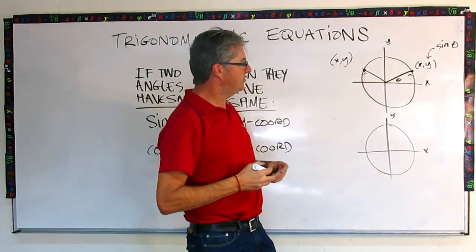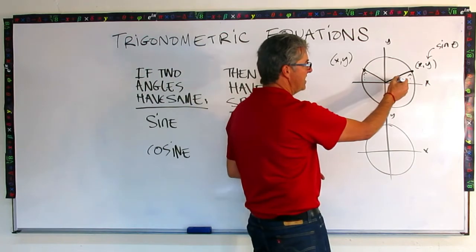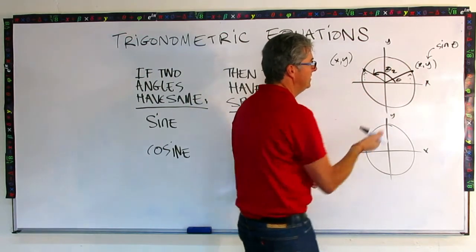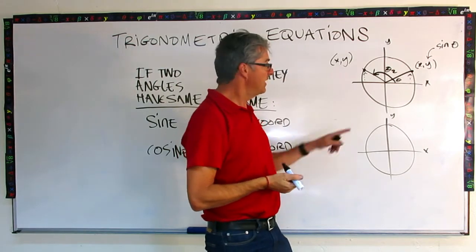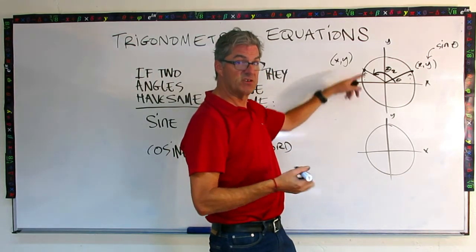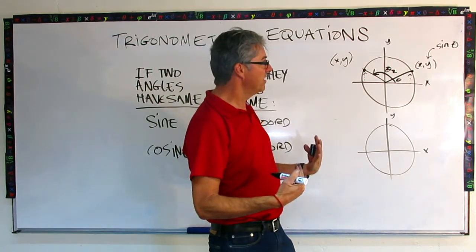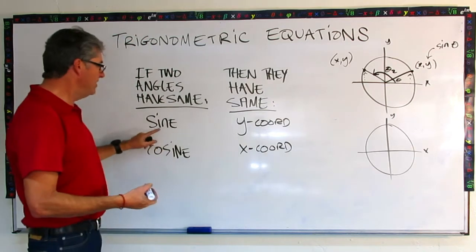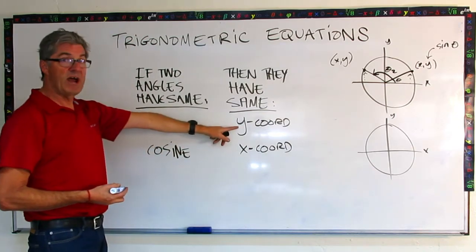So these two angles, so this theta here versus that theta there, if this was like theta 2, it's going to be a different angle, but it's going to give us the same value when we plug it into the sine function, or the same y coordinate. Okay, so this is an example using the unit circle of showing how if they have the same sine, they have the same y coordinate.